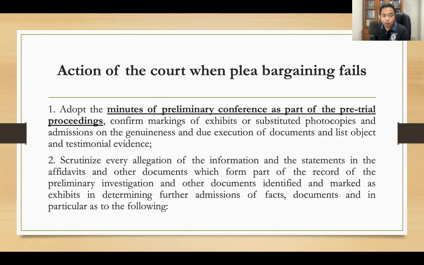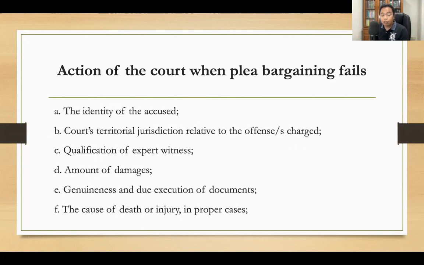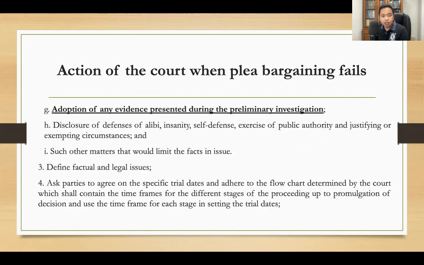Now, the court will also scrutinize every allegation of the information and the statements in the affidavits. Now, as to the following matters: the identity of the accused, the court will ascertain whether the name appearing in the information is the correct name of the accused by asking the accused to produce a government-issued ID. Okay. Two, court's territorial jurisdiction in relation to the offense or offenses charged, qualification of expert witness, amount of damages, genuineness and due execution of documents, the cause of death or injury in proper cases, adoption of any evidence presented during preliminary investigation, disclosure of alibi, insanity, self-defense, exercise of public authority, and justifying or exempting circumstances, and such other matters that would limit the facts in issue.